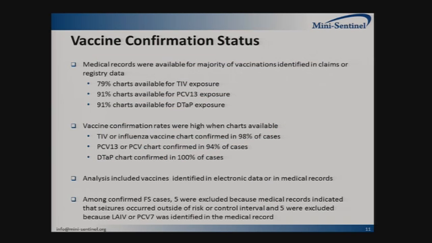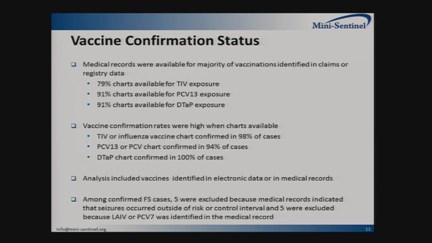And for the vast majority of vaccinations identified in electronic data, medical records were available. 79% of charts were available for TIV exposure, while 91% of charts were available for DTaP or PCV13 exposure. And when medical charts were available to confirm vaccinations, the confirmation rates were quite high. TIV or influenza vaccine was chart confirmed in 98% of cases, PCV13 or PCV was chart confirmed in 94% of cases, and finally DTaP was chart confirmed in all of the cases.